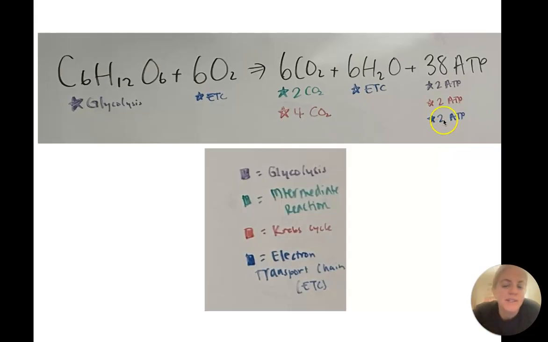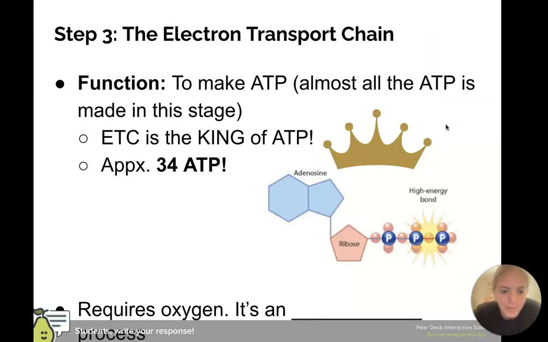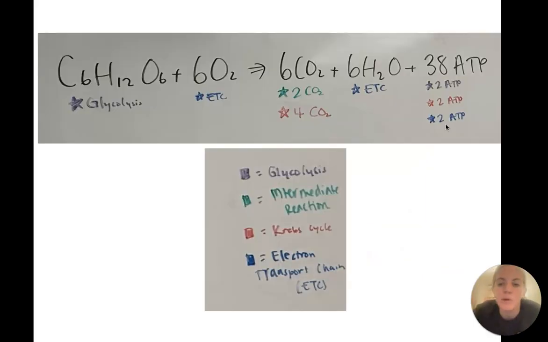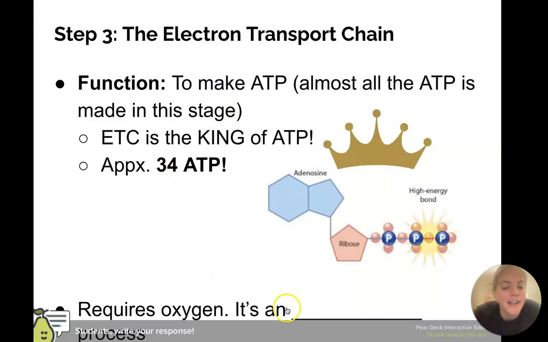So I did notice there's a little mistake here in the blue for the ETC. It should read 34 ATP. I was writing kind of fast. So make sure in your notes that you adjust this to 34 ATP. But the electron transport chain makes the most ATP of any stage. So if you think about the whole purpose of cellular respiration is to make ATP, it wouldn't be very impressive if we only had made 4. So that 34 added to the 4 gives us a lot of ATP, and it makes a little bit more sense. As you can see, it also requires oxygen, meaning that it is an aerobic process.